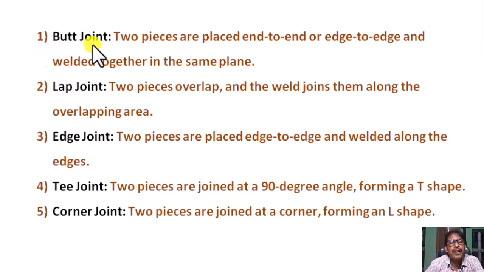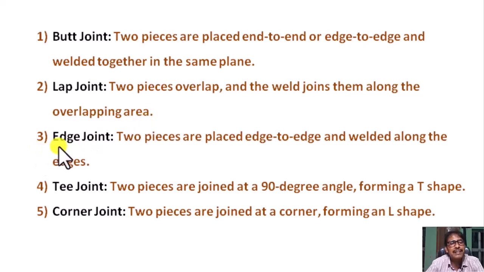Number 1, butt joint. 2 pieces are placed end to end or edge to edge and welded together in the same plane. Number 2, lap joint. 2 pieces overlapped and the weld joint them along the overlapping area.